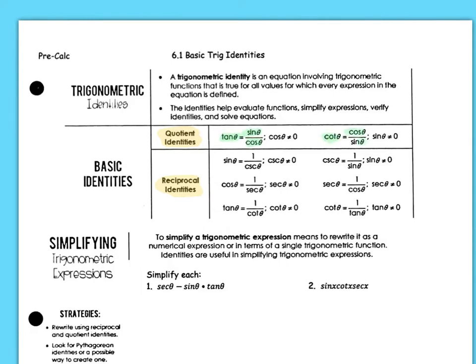Cotangent is cosine over sine. So I remember it as, if it starts with cotangent, then it starts with cosine. And tangent is the other way. So we're just going to jump right into this.